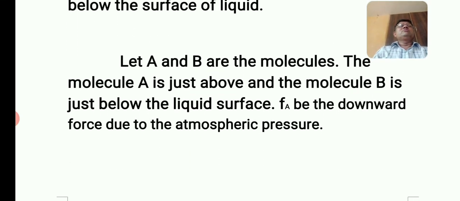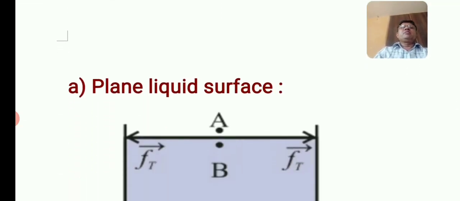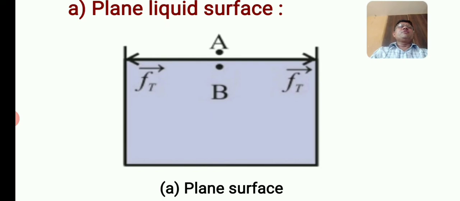Let's suppose A and B are molecules. The molecule A is just above and the molecule B is just below the liquid surface. So, Fa is the downward force due to atmospheric pressure. See figure A, a plane liquid surface. Here the shaded portion is the liquid. On the liquid surface, there are two points A and B. A is just above the liquid surface and point B is just below the liquid surface.